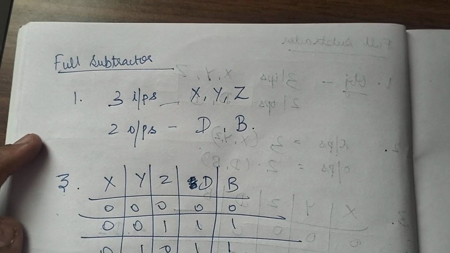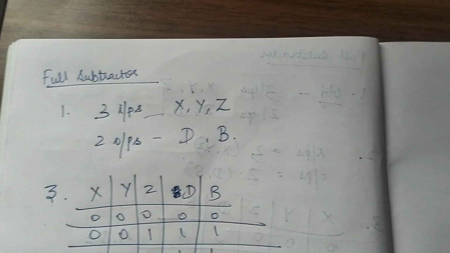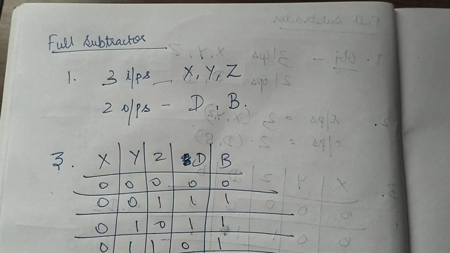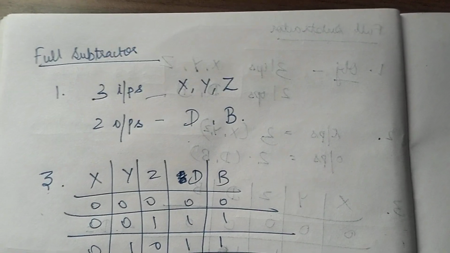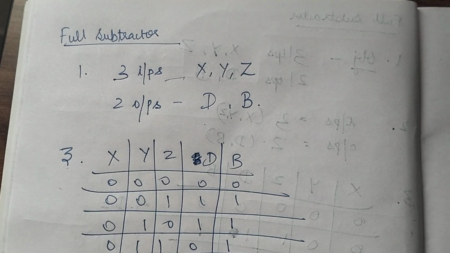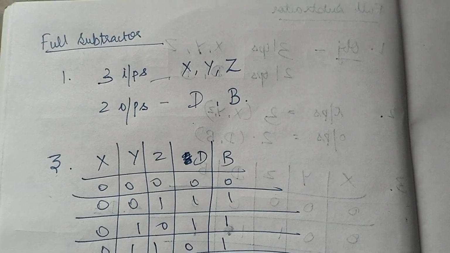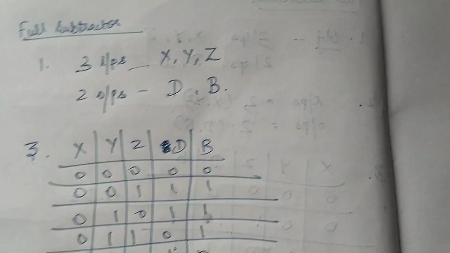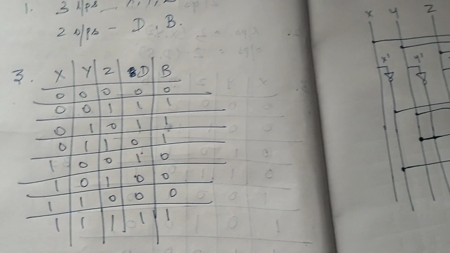This is our objective. Our second step is to identify the number of inputs and outputs, which, as I have written down here, is clear from the objective. So in the third step, we list out all possible combinations of inputs and specify the corresponding values of outputs. In other words, we draw the truth table, which is what I have done here.